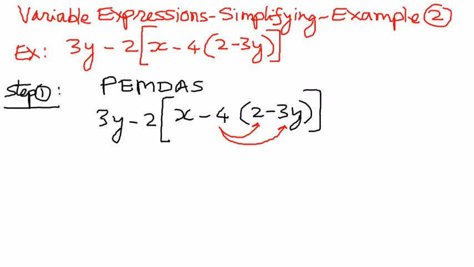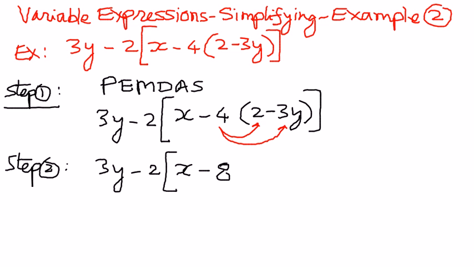So let's try that. Let's write this as step number 2. 3y minus 2 times [x, negative 4 times 2 is negative 8. Negative 4 times negative 3y is going to be equal to positive 12y]. So as you can see now, we are directly writing some numbers. We are slowly advancing to doing some of the math in our mind.